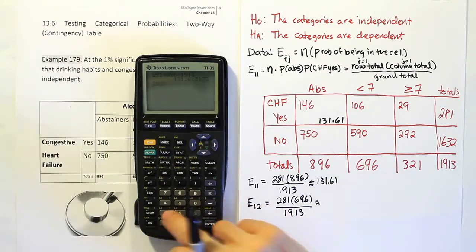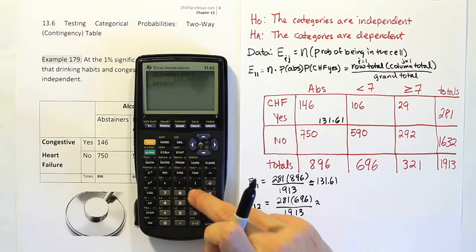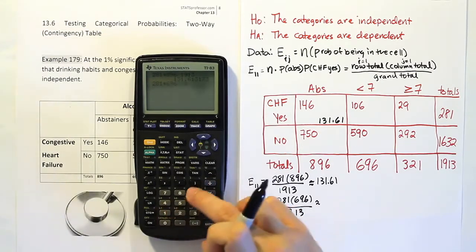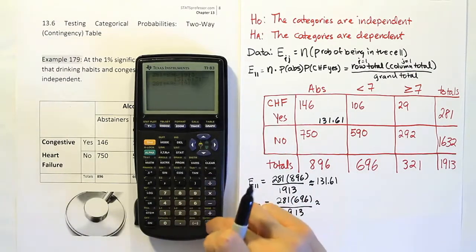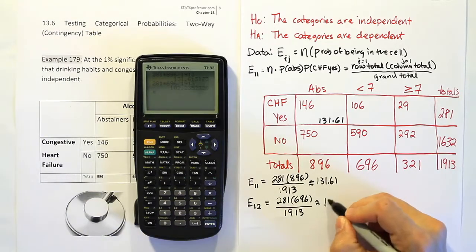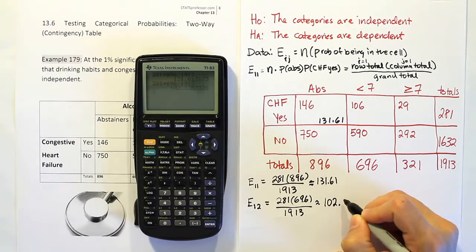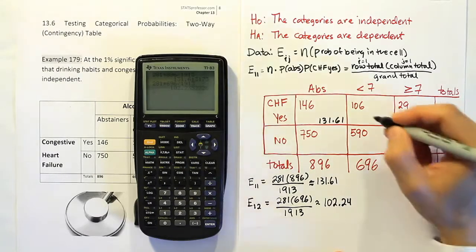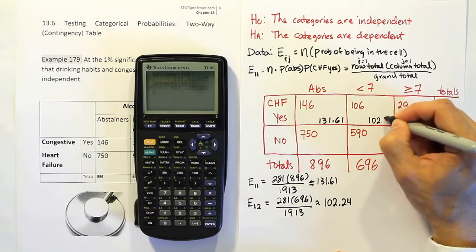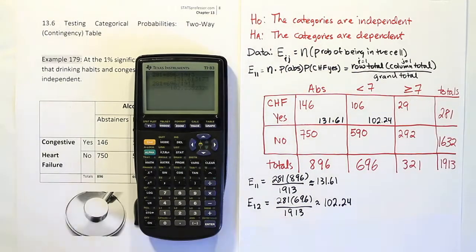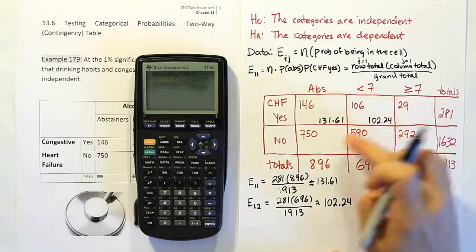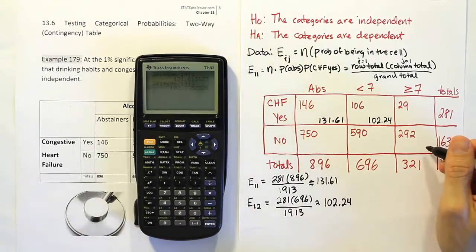And again, what is that approximately? Well, 281 times 696 divided by 1913. And you get 102.24. So that's this position here, 102.24. Now you have the expected value for that cell. And we need to continue all the way down here, all the way across until we finish all of them.